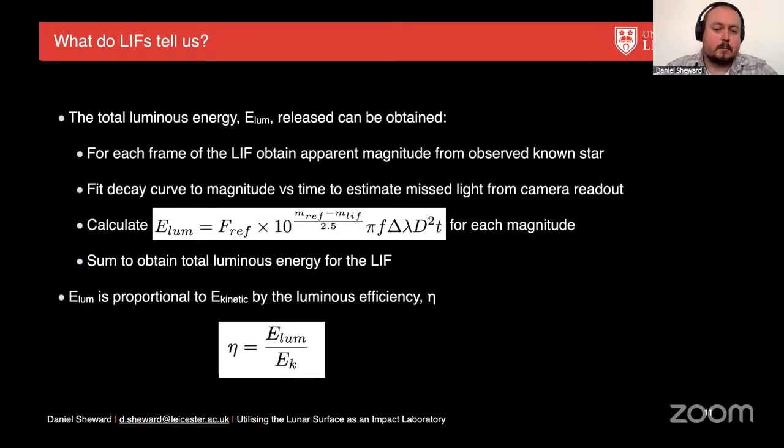And this luminous energy is important because it's proportional to the kinetic energy, and its proportionality is given by this luminous efficiency function, eta, which is currently one of the problems in the field, is that this eta term isn't very well constrained. There's about 2 orders of magnitude in uncertainty on different values that people use, which when converted to the kinetic energy, that is a big disparity in energy. So that's one of the problems that I've been trying to solve.